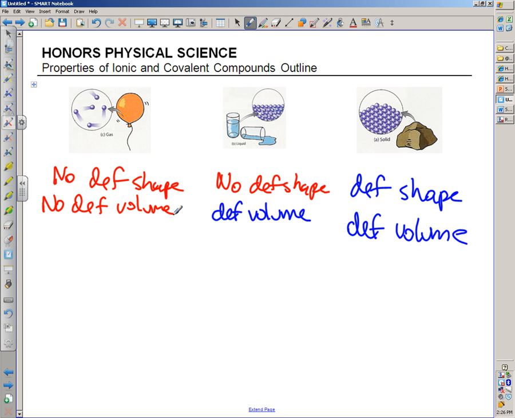Okay, good. Now let's talk about the particles that make up these three things. What do we know about the particles or the molecules or the atoms that make up our different states of matter? Sir? Gas molecules are spread apart. Okay, gas particles are really far apart. And what else do you know about the molecules of a gas? Barb? They're moving really fast. They move really fast.